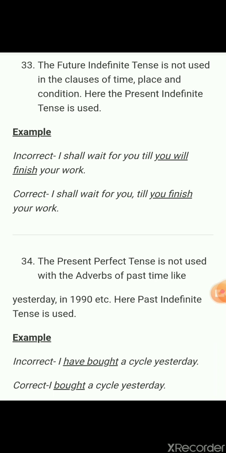When you are using the present perfect tense, it will never come with the time, an adverb of past time. With other terms, it can come. So if I bought a cycle yesterday, then simply write "I bought a cycle yesterday." "I have bought" is the wrong way.